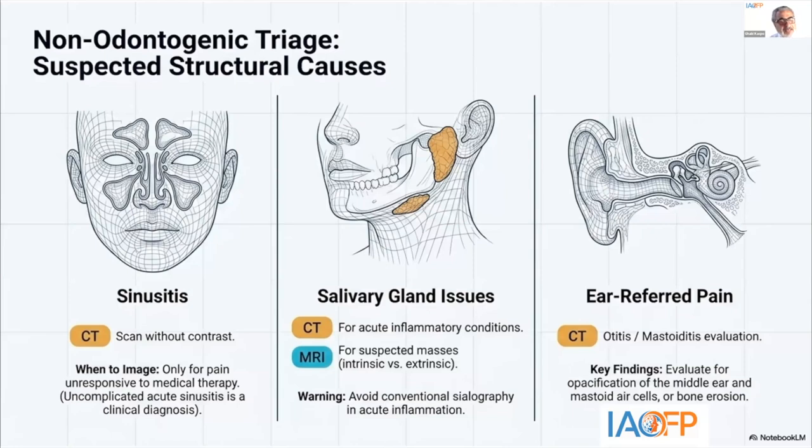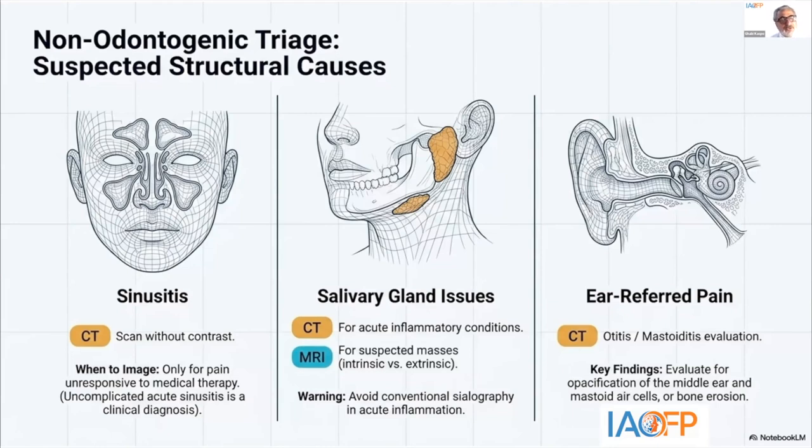We have to avoid sialography if there is any infection in the salivary glands. For ear-referred pain, CT scan helps to diagnose any mastoid problems and middle ear infections. So overall, imaging here is highly targeted. As you see, I always say targeted. That's what we have to follow when we request imaging for our patients. It's highly targeted, driven by clinical suspicion to avoid unnecessary studies.